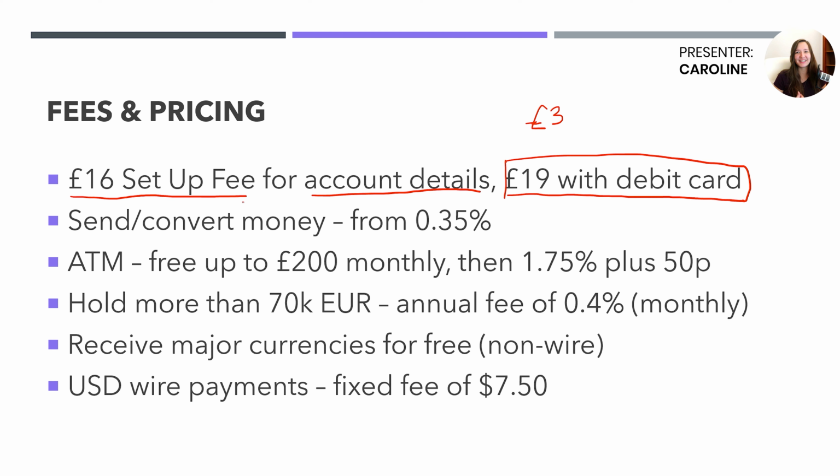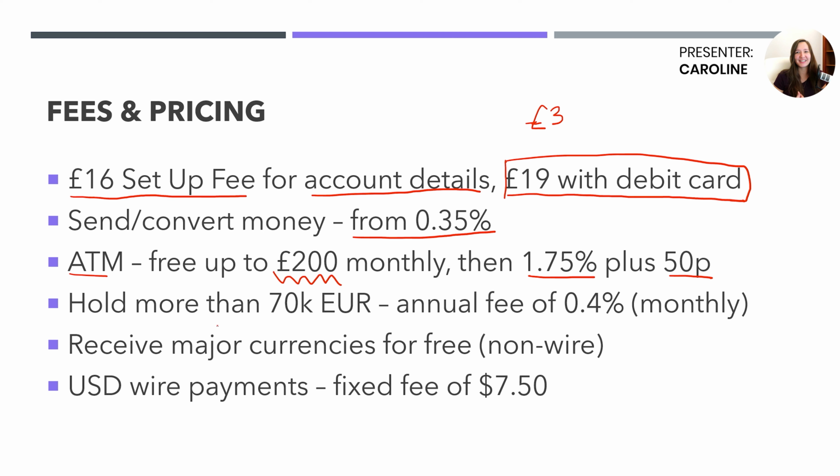You can send and convert money from a fee of 0.35%. So this will range depending on what currency you're using, but you can use their calculator on their website to check what exactly your fees are going to be if you exchange X amount to a different currency and see what those fees are looking like. If you would like to use an ATM, then you can actually withdraw up to £200 per month without any fees, other than the ATM fees, of course, but then there will be a fee of 1.5% plus a 50p charge per withdrawal.